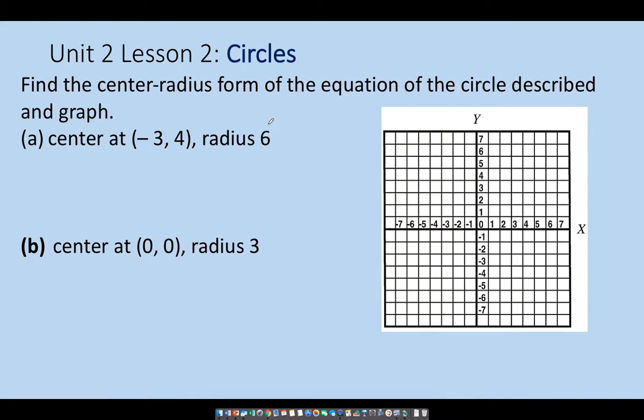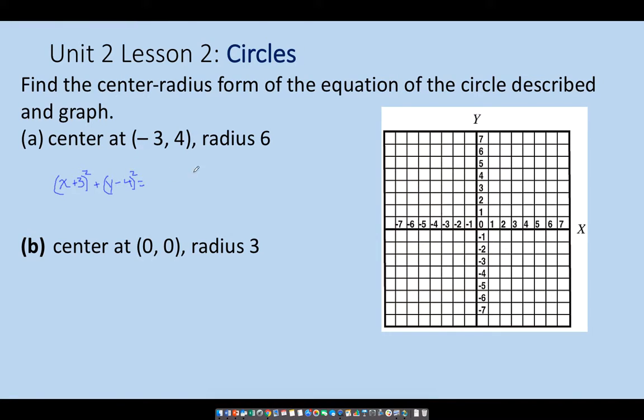All right, so this is learning target number 4. Find the center radius form of the equation of the circle described, and then graph it. So I've got a center at -3, +4. If I were to write that out, it'd be x minus -3, so x plus 3 squared, plus y minus +4, so y minus 4 squared.